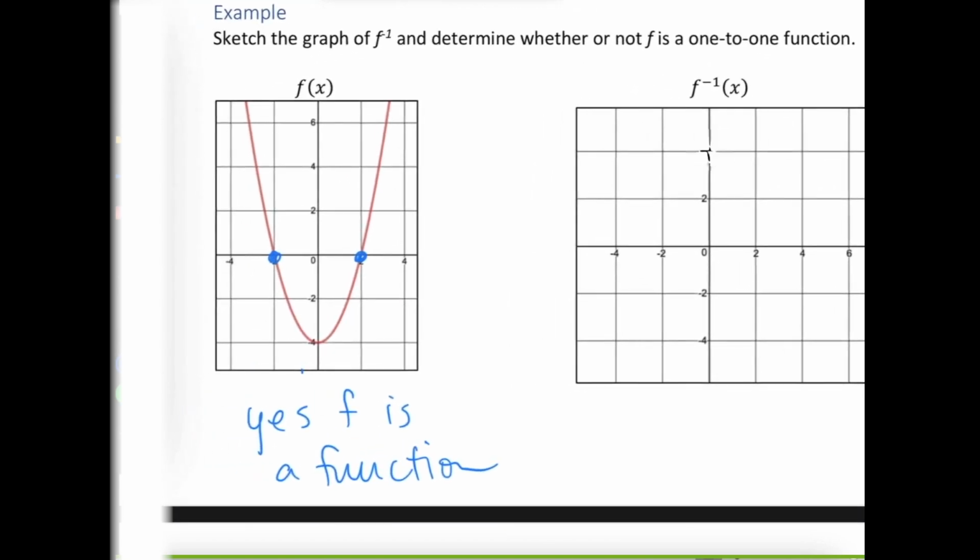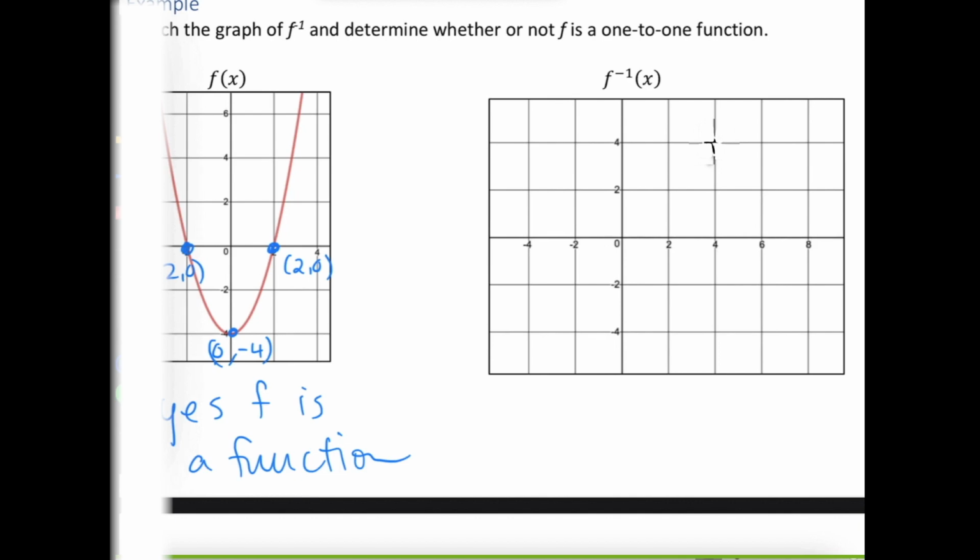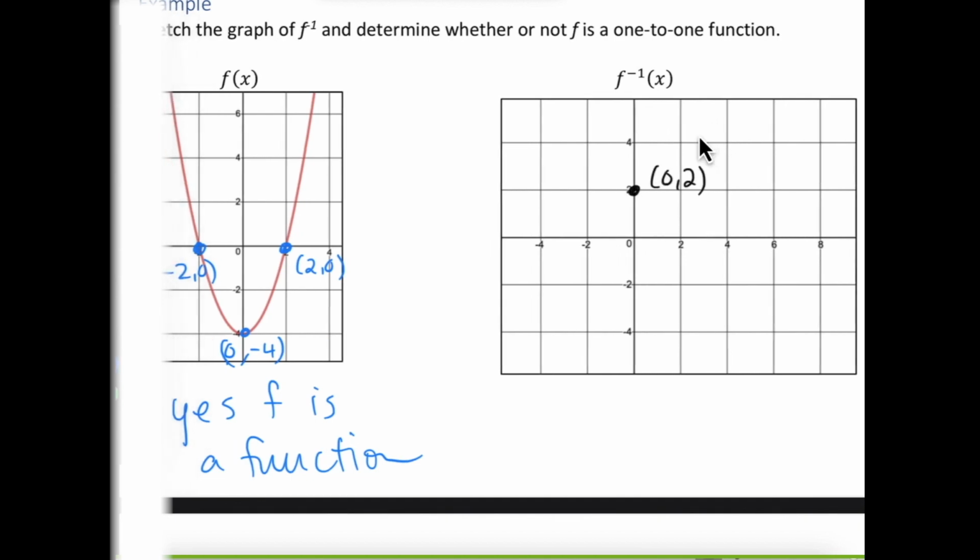And so here on this graph, we have the ordered pairs (2, 0), (-2, 0). We also have an ordered pair (0, -4). So on my inverse, we're just going to plot those ordered pairs. So (2, 0) corresponds to the ordered pair (0, 2) on the inverse. Just switch the x and y. (-2, 0) corresponds to the ordered pair (0, -2), just switching the x and the y. (0, -4) corresponds to (-4, 0).